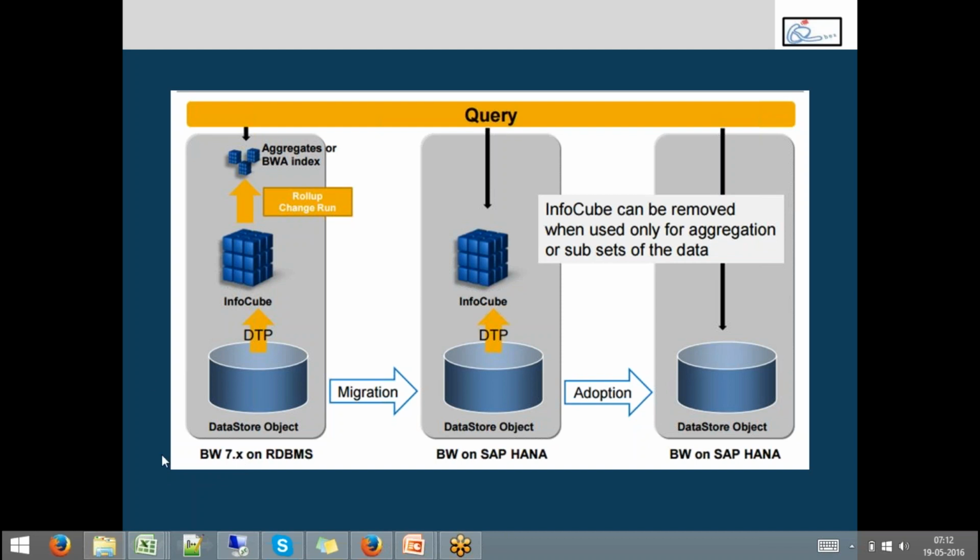Then the BW system was migrated to HANA. So now we have a BW system sitting on top of HANA. Once it comes into HANA, no more BW accelerator. We cannot use the BW accelerator indexes, and all the aggregates will be deactivated because HANA can handle the performance. So now you'll have the DSO and you'll have the cube.